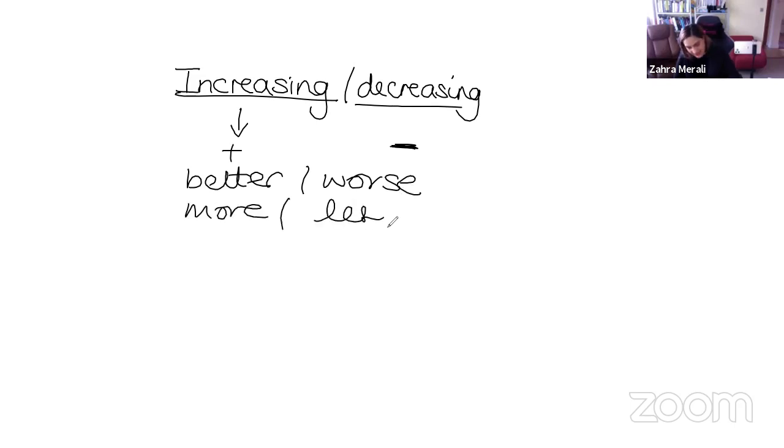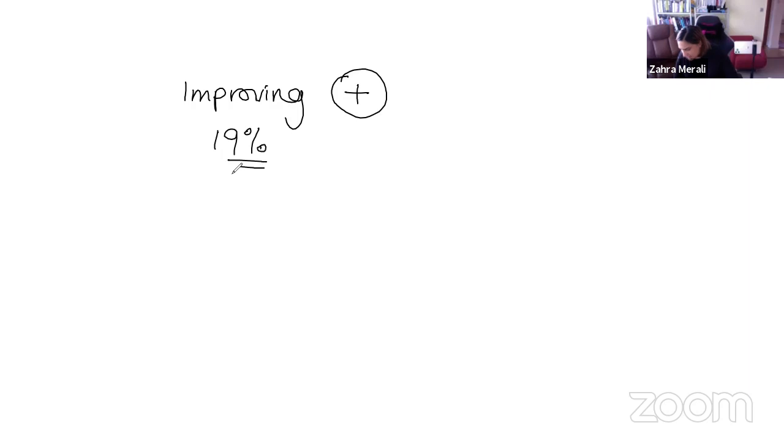So those are the exam tips to really think: am I increasing or am I decreasing something? Right, let's have a look at these questions. Claire improves her running distance by 19%. So she's improving. When we see the word improving, we know we're adding, and we're improving by 19%. At the moment, she can run 4 kilometers. So how much can she run now?